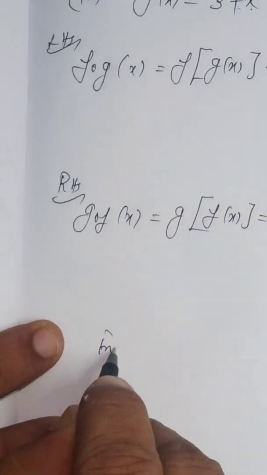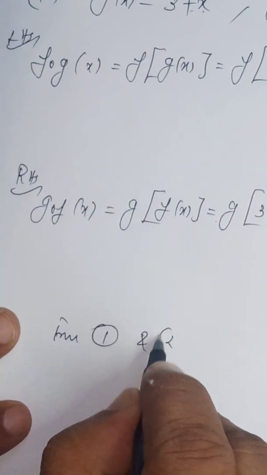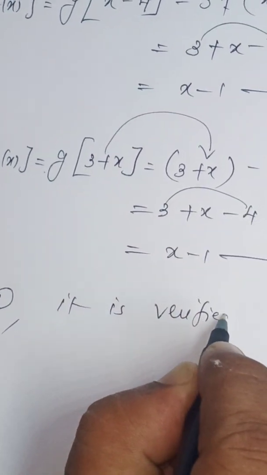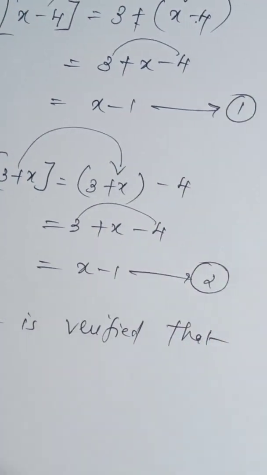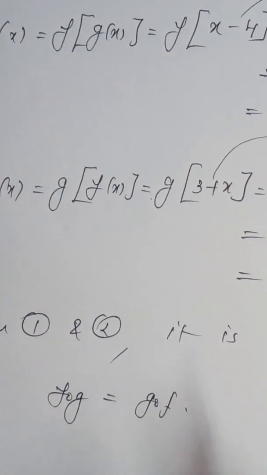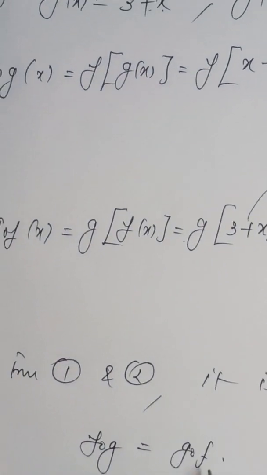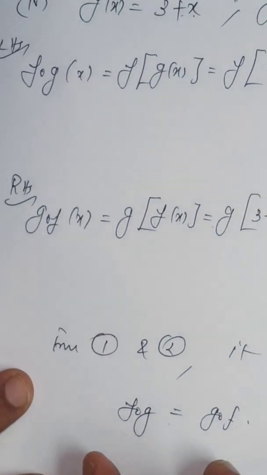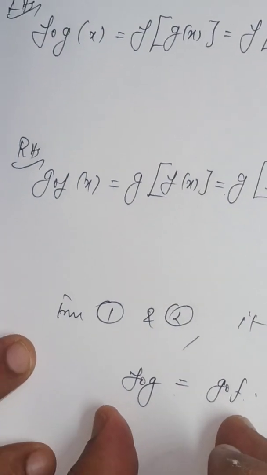From 1 and 2, it is verified that f dot g is equal to g dot f. So far we have proved f dot g is not equal to g dot f. This is the only problem where f dot g and g dot f are equal. That is, composition of functions is commutative for this problem.